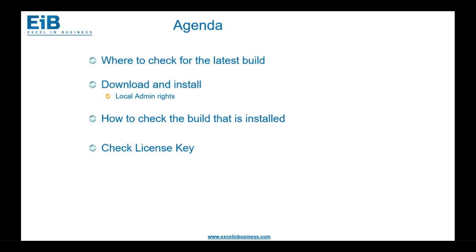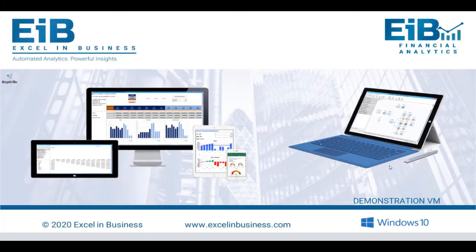The agenda for today's workshop is to find out where we can download the latest build and how we can check the number of the latest build. Then, once we've downloaded from the hosting website, how we can install that. Please note that you will need local admin rights to do so. Once installed, I will also go through how you can check the build that you have installed on your client machine, and also where you can retrieve your license key for existing installs, as this is quite important when it comes to downloading the latest build.